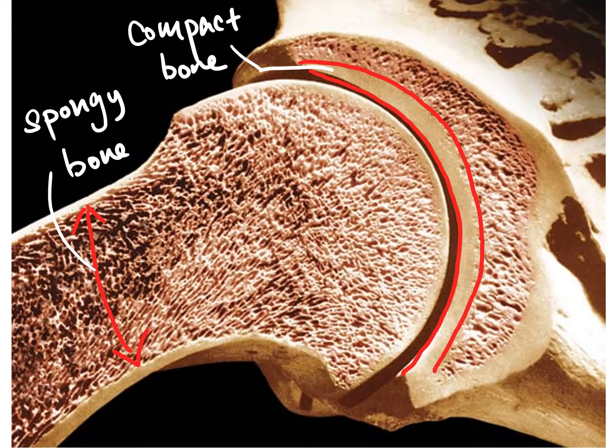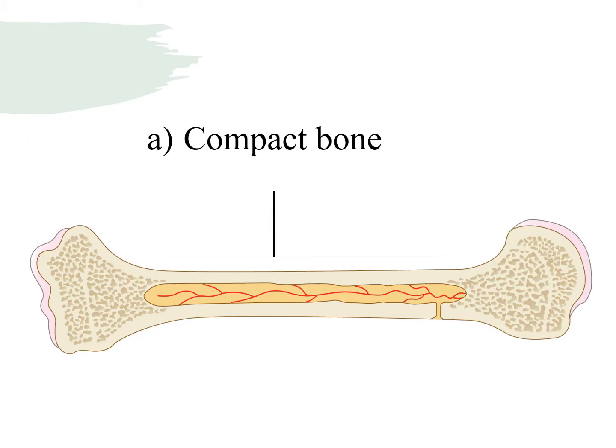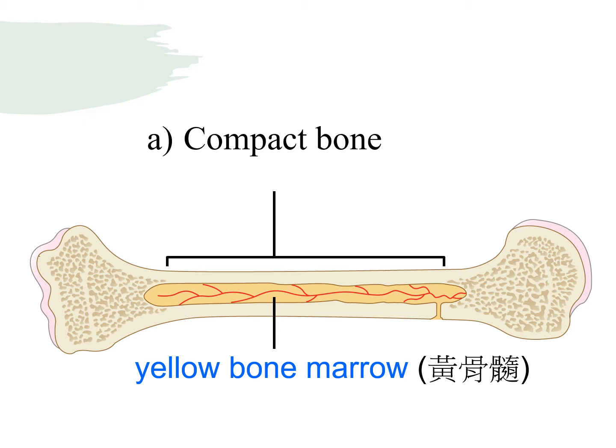The picture below shows you the bone of a human leg cut in half. The spongy bone contains a lot of space in between, while the compact bone on the right does not have any space in between. In the compact bone, there is a structure called the yellow bone marrow. Yellow bone marrow helps with the storage of fat. That's why it looks a little bit yellow.